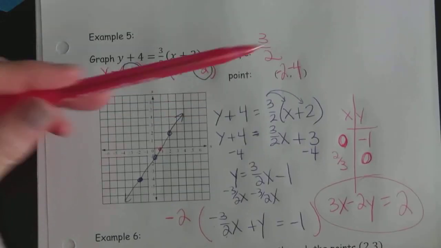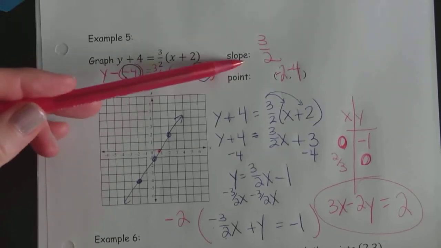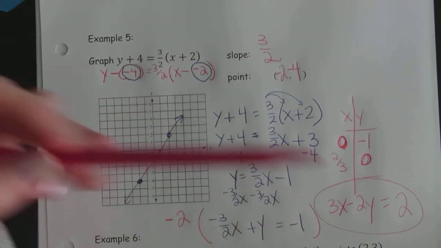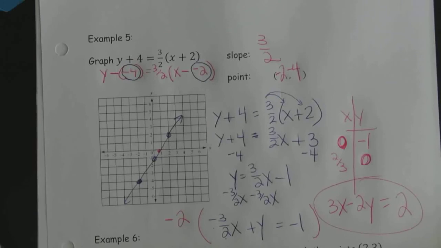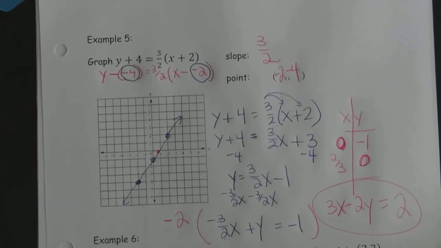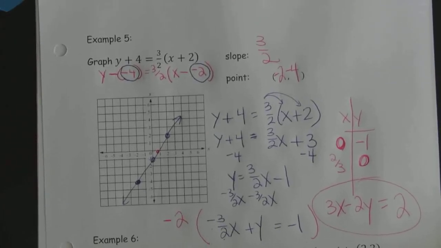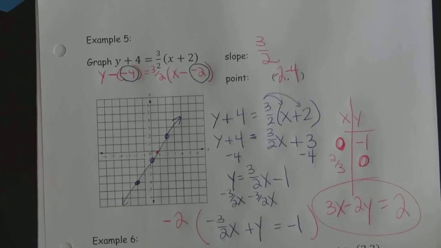So I know I went off on a bit of a tangent here. We really just had to stop right here with point slope and draw the line, but I just want to connect the dots from point slope to slope intercept to standard. It's really cool how they all mix.